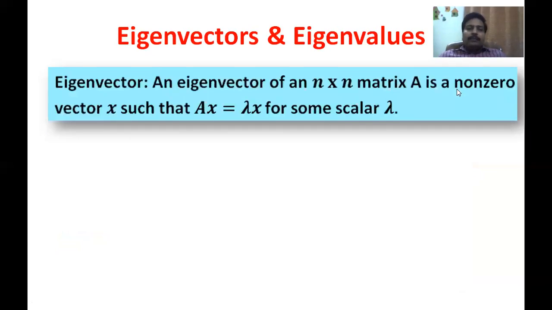An eigenvector of an n by n matrix A is a non-zero vector x such that Ax is equal to lambda x for some scalar lambda. This relation Ax equals lambda x is obvious for the zero vector, so we are not interested in zero vectors. That is why a non-zero vector x such that Ax is equal to lambda x for some scalar lambda is called an eigenvector of an n by n matrix A.